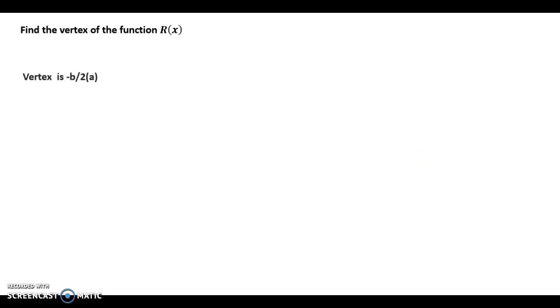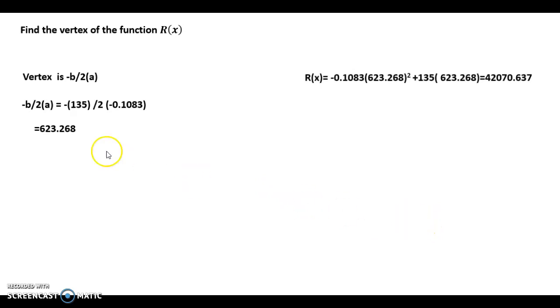Okay, and finding the vertex. The formula for the vertex is negative b over 2a, and negative b from the demand equation is negative 135 over 2 times negative 0.1083, which will give you 623.268. So that's one of the points that I got for the vertex.